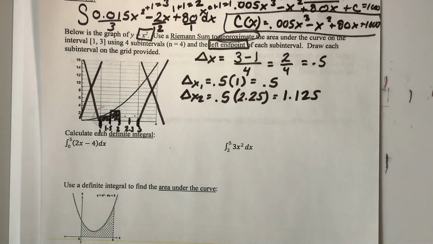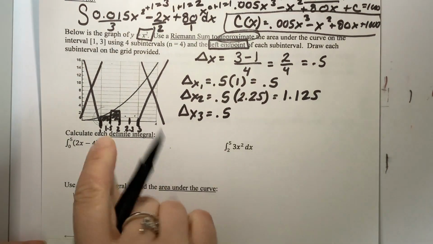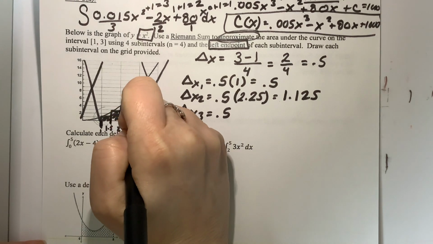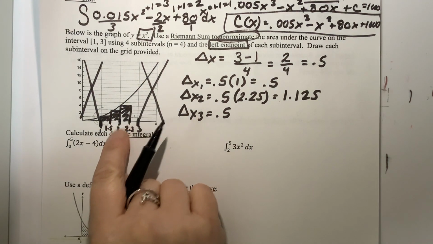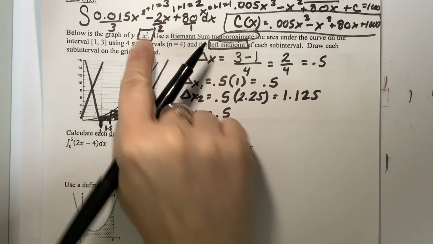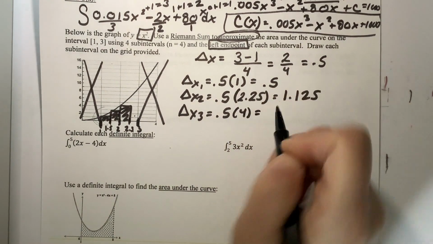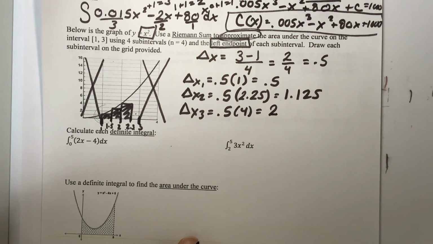Not done because we have 4 that we have to create. Delta x3, the width is 0.5. We're going from the left endpoint. The left endpoint of the third rectangle is 2. If I fill 2 into the original, 2 squared is 4. 1/2 times 4 is 2.